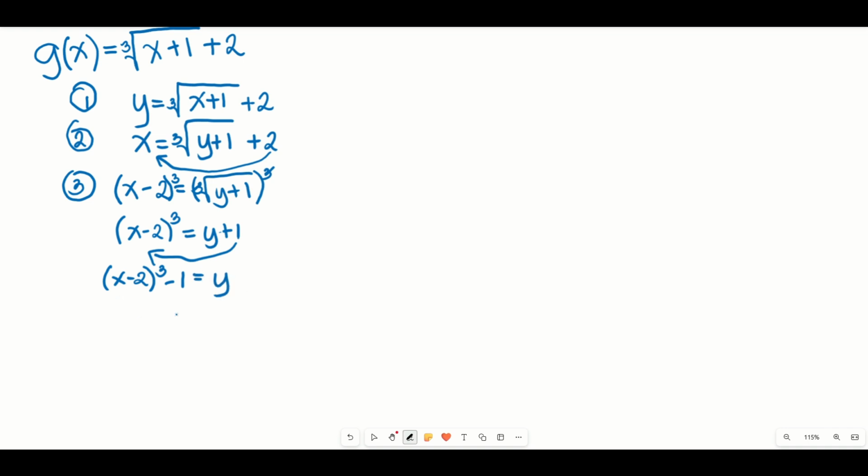Alright, so now ang equation na natin is y na yung isang side and lahat ng nasa kabilang side wala ng y and in terms of x na lang siya. And for the last part or last step, I will rewrite this as the inverse function of g of x. So I'll have g inverse of x is equal to x minus 2 cube minus 1. I hope you were able to follow along with the step. So let's proceed with our next example.